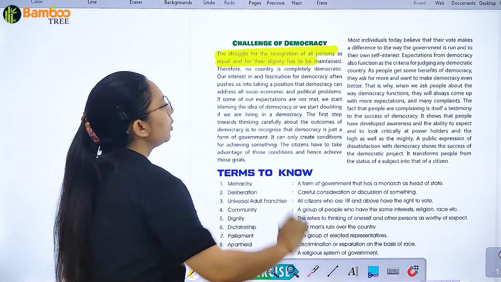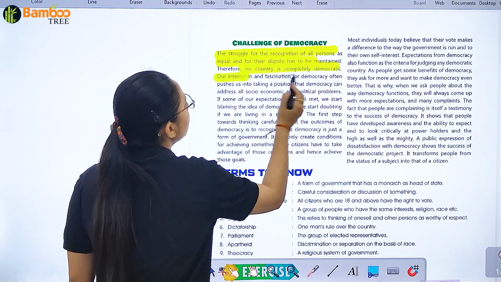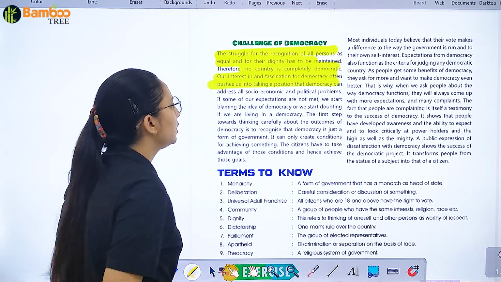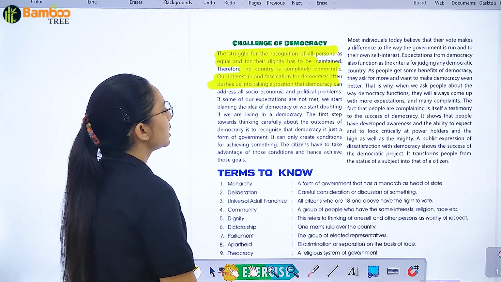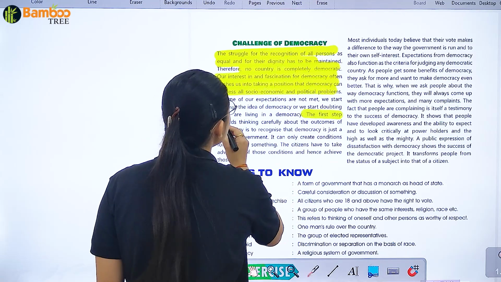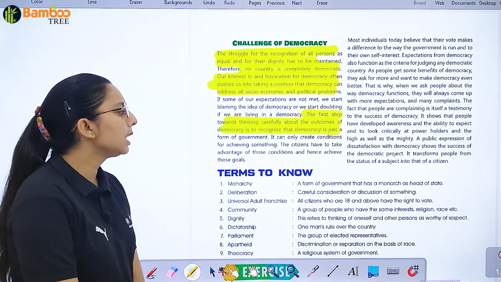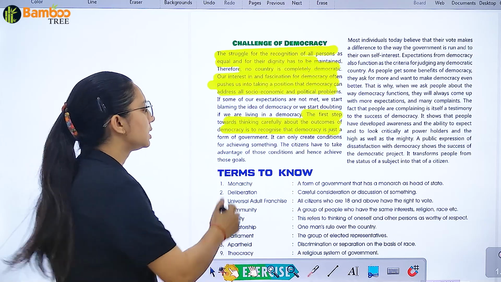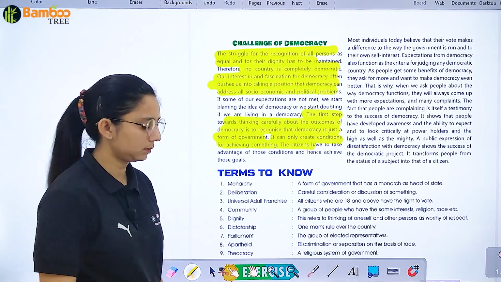All persons have equal rights and their dignity has to be retained. No country is completely democratic, but interest in and fascination for democracy often pushes us into taking a position that democracy can address all socio-economic and political problems. The first step towards thinking carefully about the outcomes of democracy is to recognize that democracy is just a form of government. It can only create conditions for achieving something.